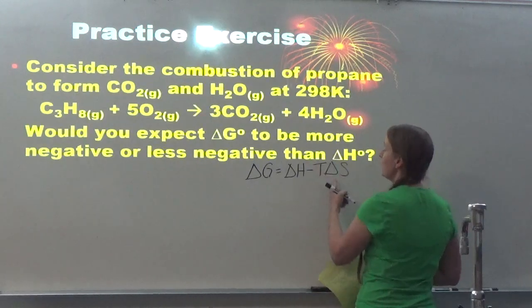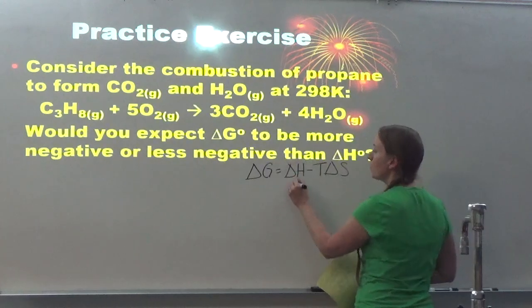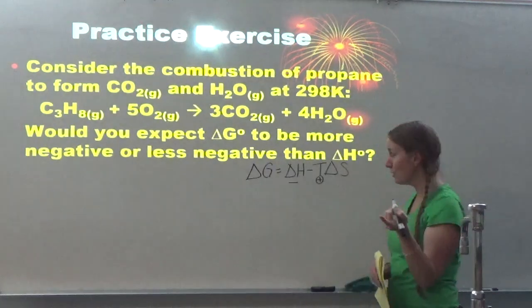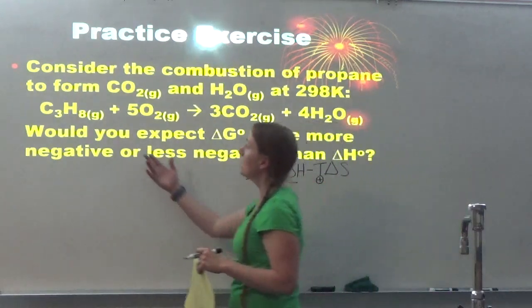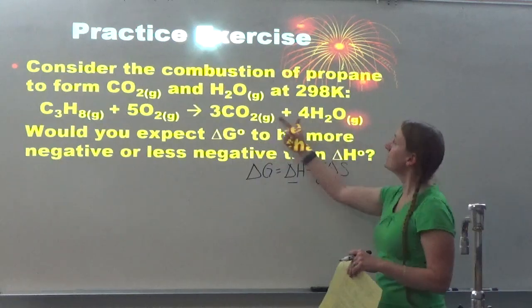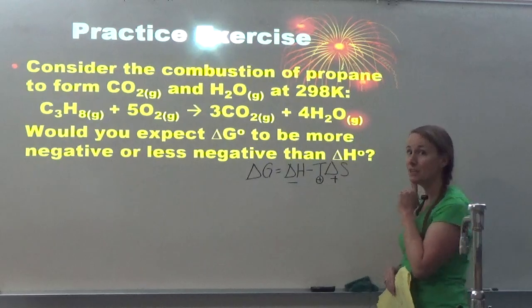So here, let's look at that delta S. Okay, so it's saying delta H is negative because we want to know, is it more negative or less negative than this? We know temperature has to be positive because it's Kelvin. So let's look. We have 6 moles of gases and we are making 7 moles of gases. So that's going to be a positive entropy.